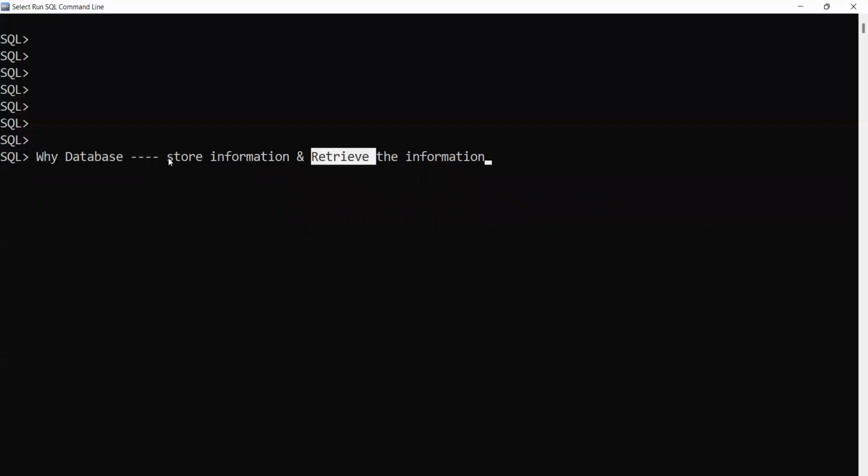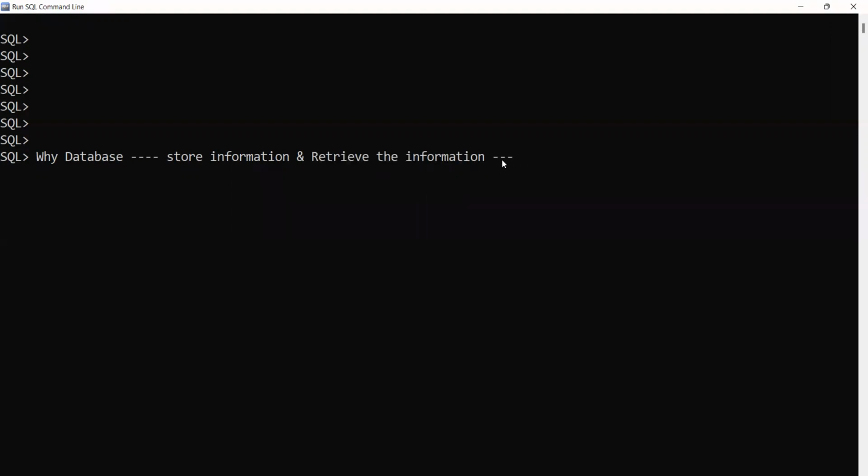Okay. So storing the information, again, as I said before, this is not the job of a technical person. Who will do what? That is a different thing. But everything is happening in the database only. Information is getting stored by some people. Information is retrieved by some people. And generally, retrieval of the information is performed by the organization.